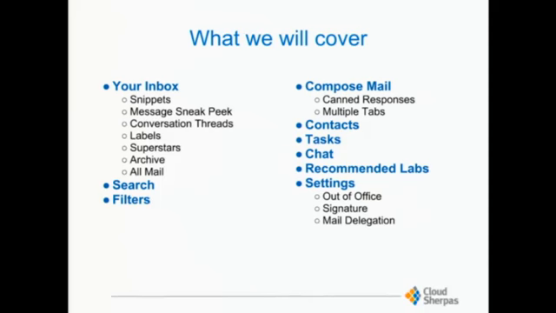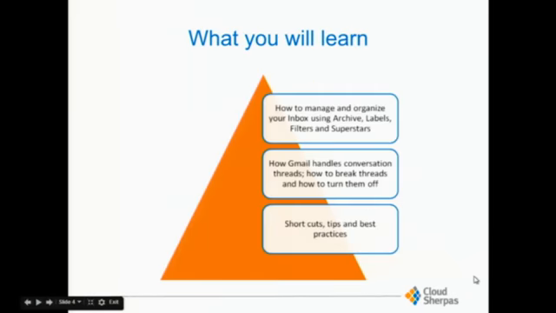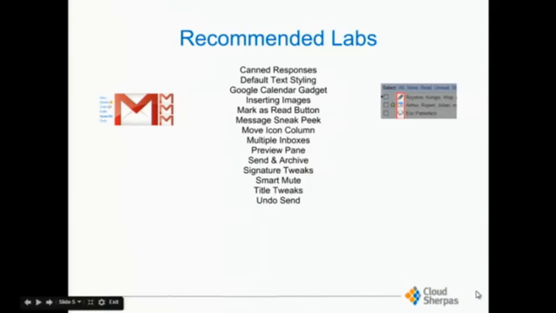Composing mail. If you've composed an email in any email system, you'll be able to do it right here in Gmail. Nothing new or grand about that. Then we'll move to contacts, tasks, chat, recommended labs, and at the very end of the training, we'll look at how you customize your signature, out of office, mail delegation. Now, at the end of the training, you'll know how to manage and organize your inbox. I'll also show you lots of different ways to handle and work with your conversation threads. And of course, I will share with you everything I know. That would be shortcuts, tips, and best practices.